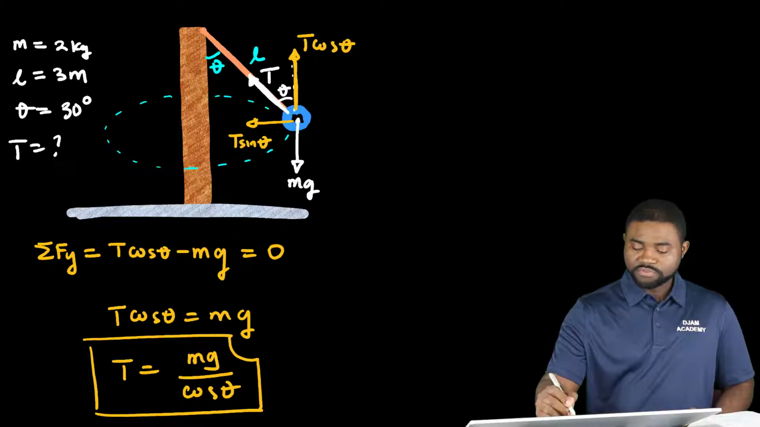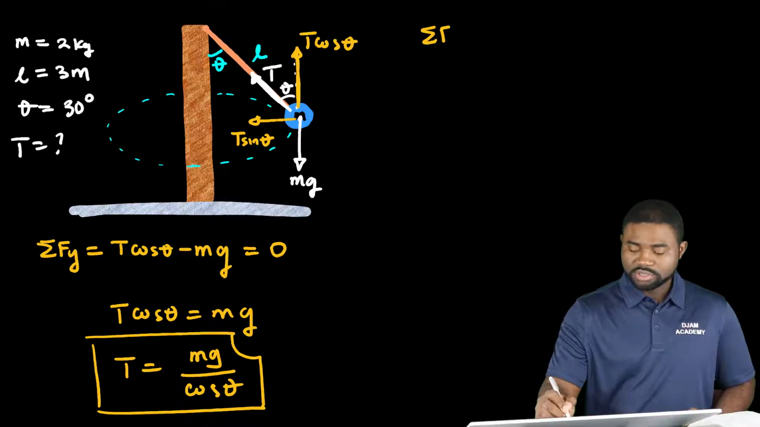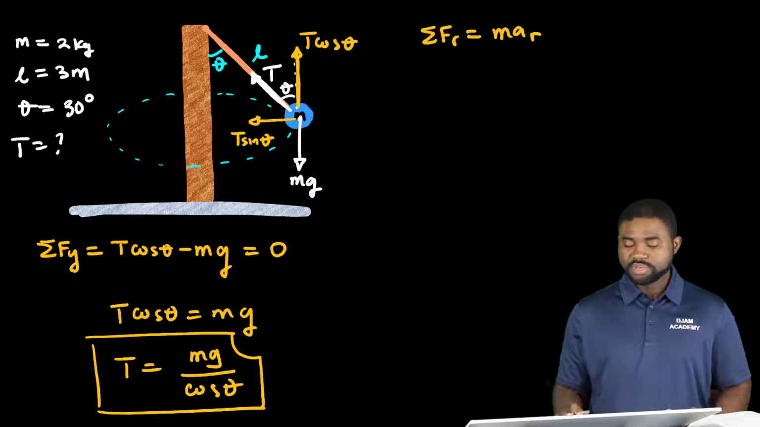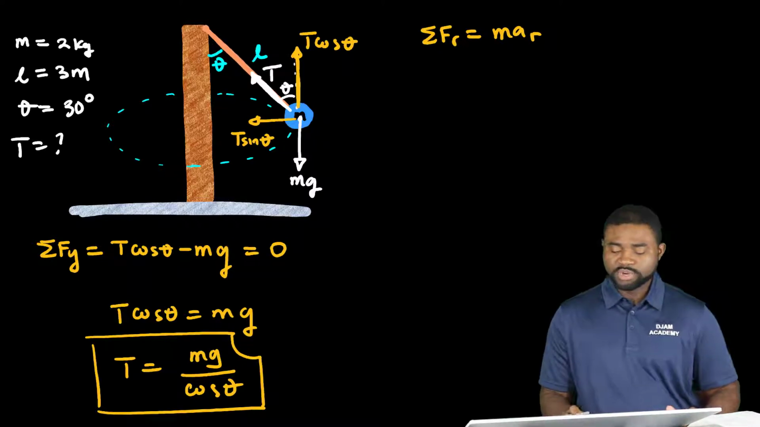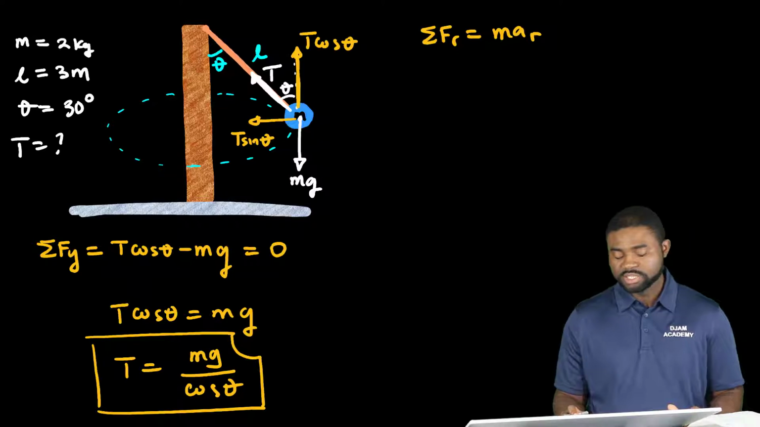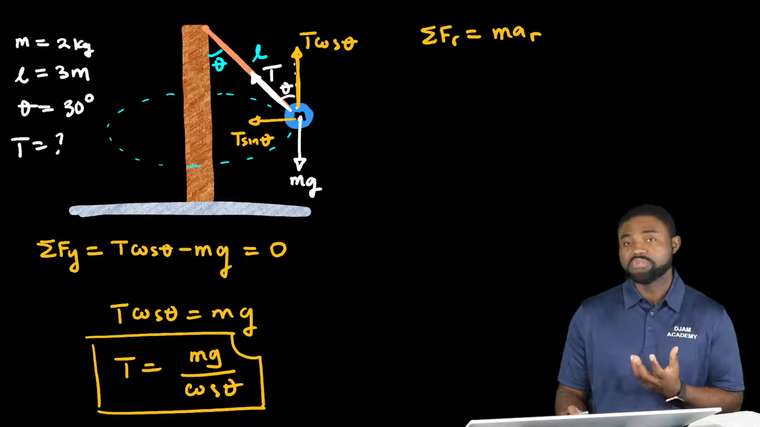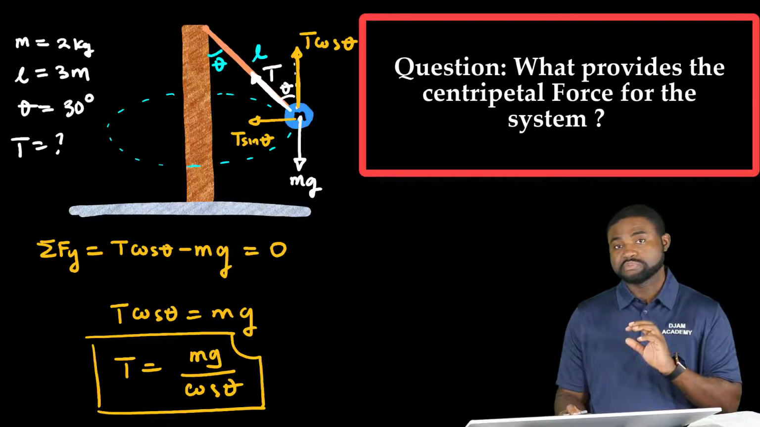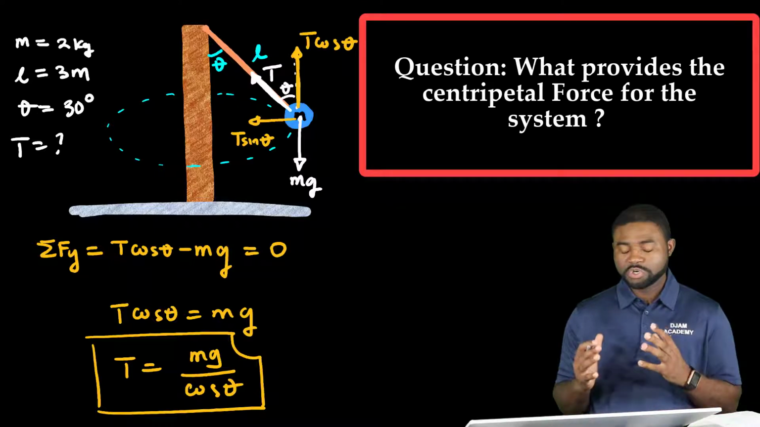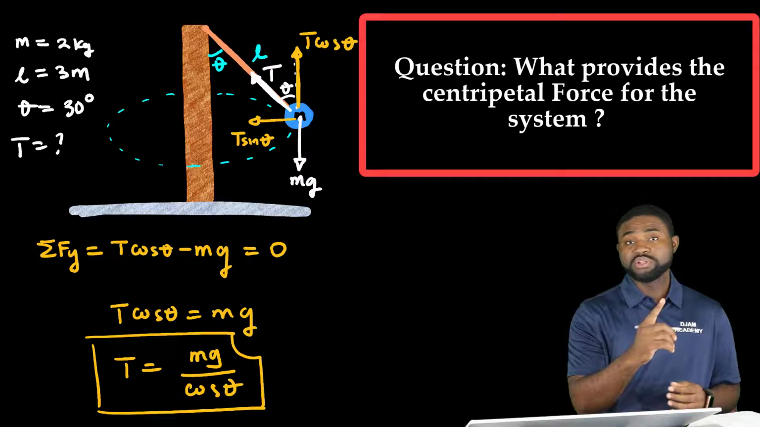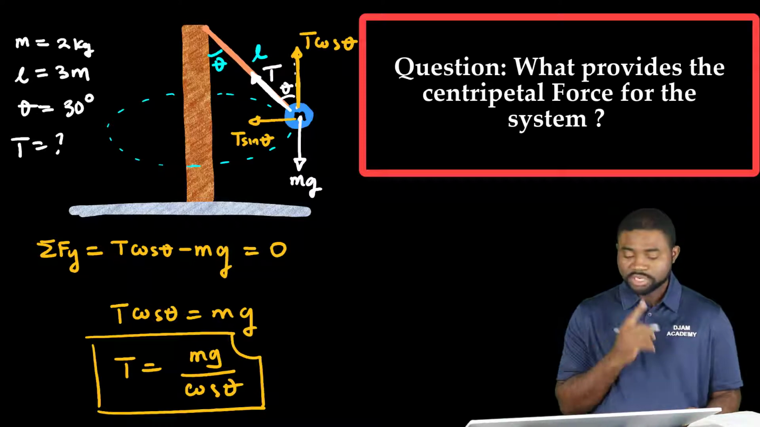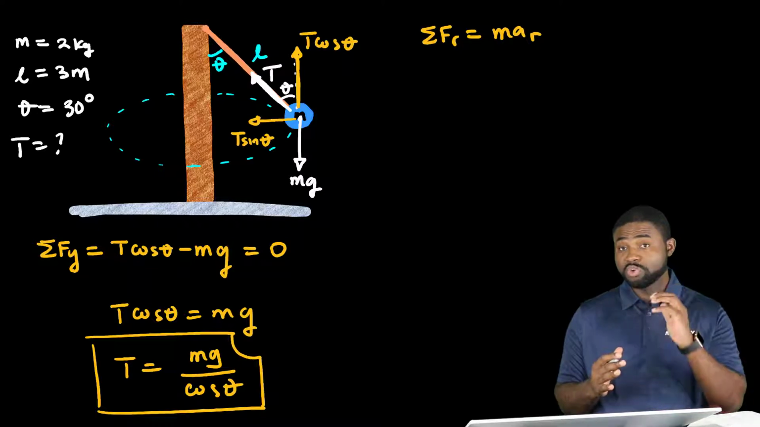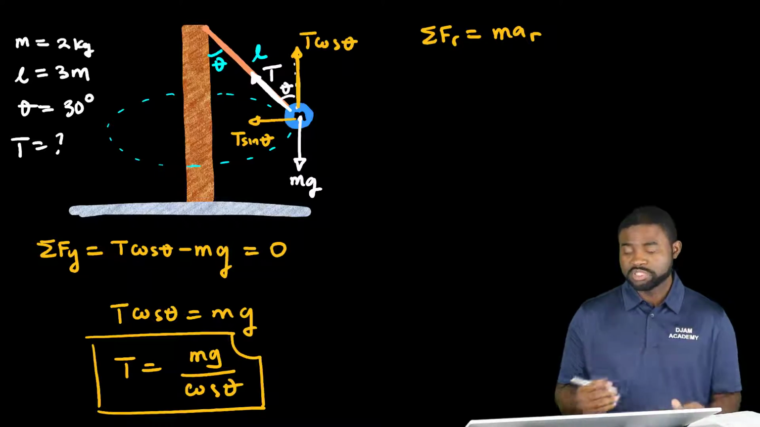Now, if we sum the forces along the radial direction, this is equal to m a radial. One of the things when you are given a problem like this, the question that should occur in your mind is what provides the centripetal force that causes the ball to move around in a horizontal circle. In this particular case, it is not strictly the tension, but the component of the tension directed towards the center.